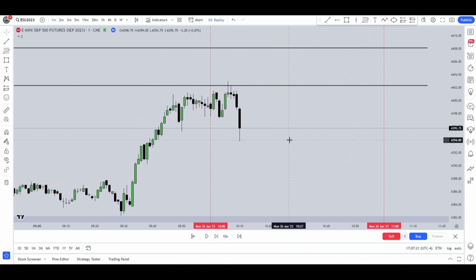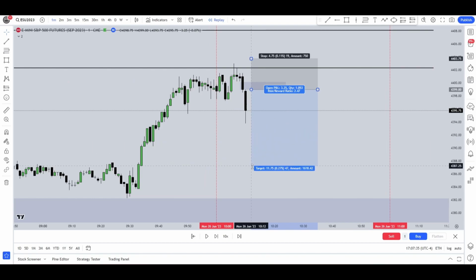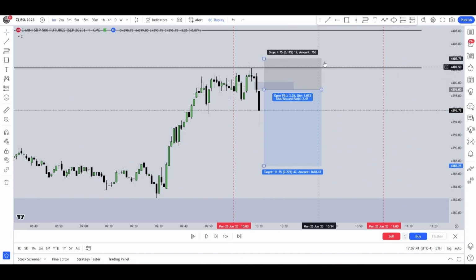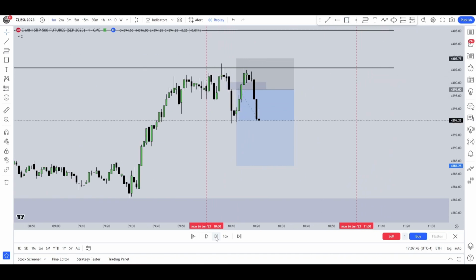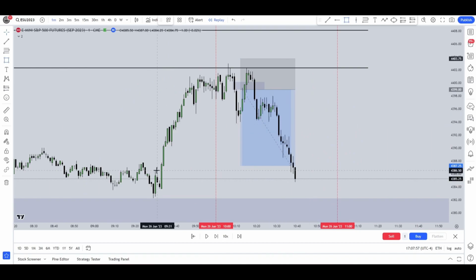Now we had a market structure shift, so basically you can just enter right up here and put your stop loss at the fair value gap right here, or you could also put it below here, but just put it here for now. And then let's see what happens. And boom, we had one win here at 2.5 R.